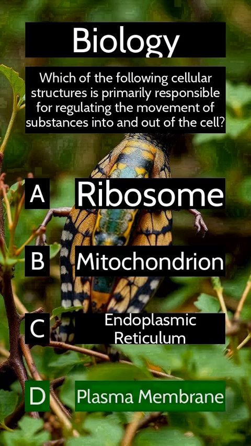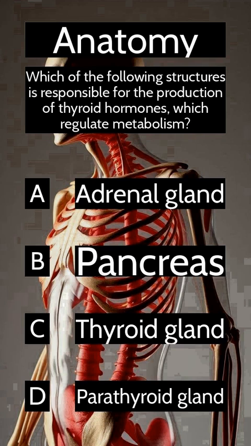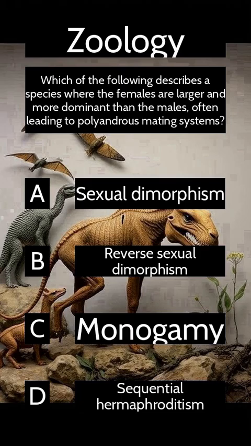Answer D. Plasma membrane. Which of the following structures is responsible for the production of thyroid hormones, which regulate metabolism? Answer C. Thyroid gland. Which of the following describes a species where the females are larger and more dominant than the males, often leading to polyandrous mating systems?